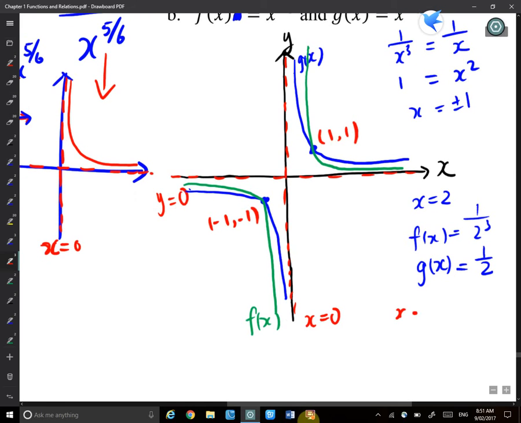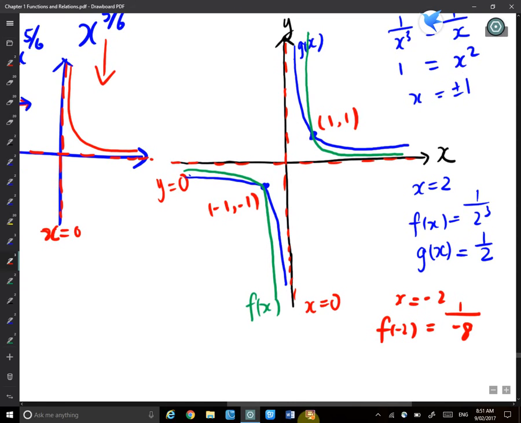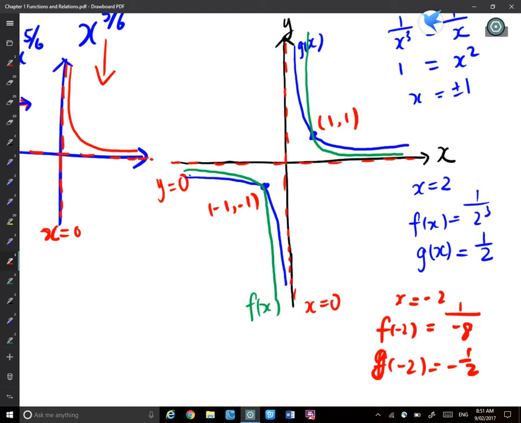Because say when x equals -2, f(-2) equals 1 over (-2) to the power of 3, which is -8, and g(-2) equals -1/2. Okay, -1/2 is more negative. So to the left of the point x equals -1, the gx function needs to be lower than the fx function. So therefore the graph will look like this.